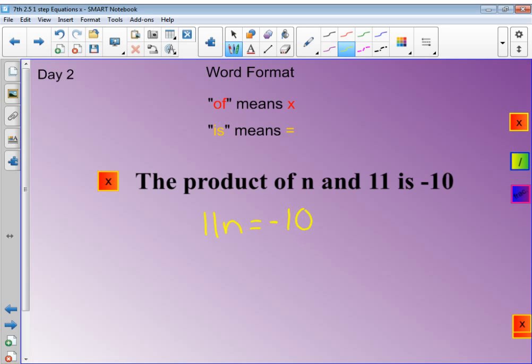So you should have had 11 times n, or 11n, or n times 11, equals negative 10. Then we would divide by 11, divide by 11. So you should have gotten n equals negative 10 elevenths, or n equals negative 0.90 repeating if you change it to a decimal.